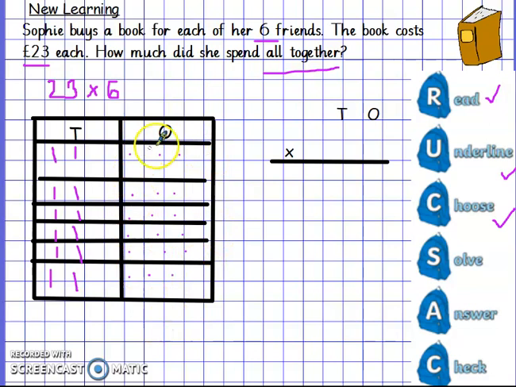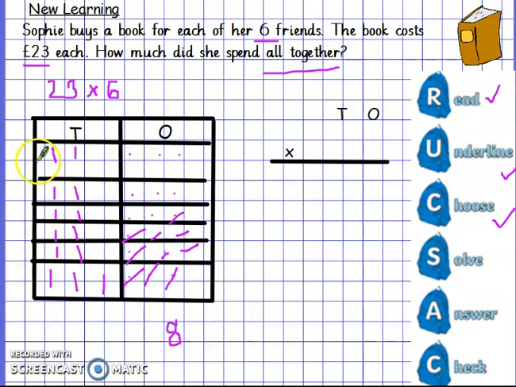First we need to add the ones up. So we've got 6 lots of 3. Let's count up together in threes. 3, 6, 9, 12, 15, 18. We know we can't have 18 in the ones column, so we need to cross a 10 out. Let's take 10 away. 1, 2, 3, 4, 5, 6, 7, 8, 9, 10. And we'll add that 10 to the tens column. So that leaves us with 8 left over.